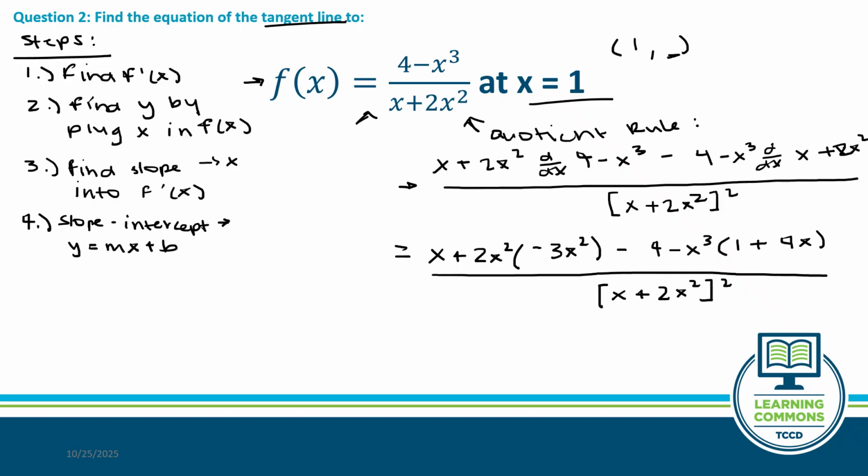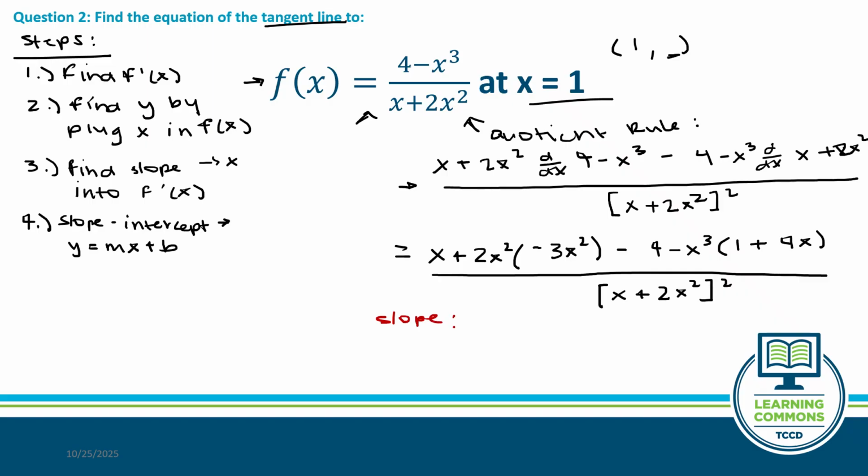So honestly, at this point, I am simply not going to do anything else. I am not going to make this any nicer. I am just going to plug and chug because simplifying, I'm going to get too lost in the sauce, and I just don't want that. So for this, I'm going to do finding the slope in red.